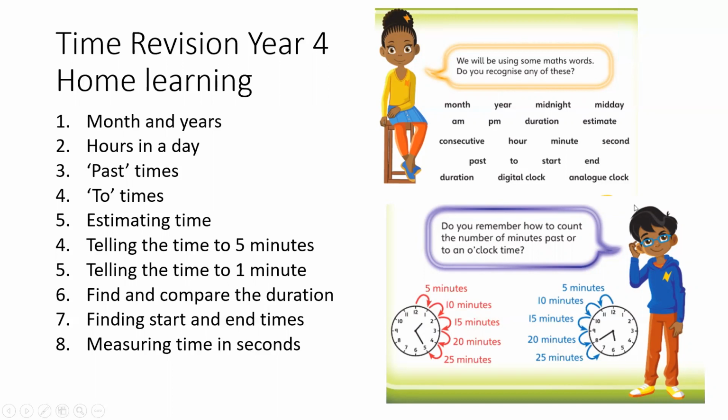So here's some of the language that we're working on at the moment as well, and these are the words that we need to remember. Some of the important ones: duration, to find out how long something lasts for; estimate, sort of like an educated guess. We've got a digital clock, and we know that we can have 12-hour clocks or 24-hour clock, and then an analog clock, which is like the round clocks, like a clock that we see here. And this is showing us the past time, which we'll go over a bit later on, and to time.